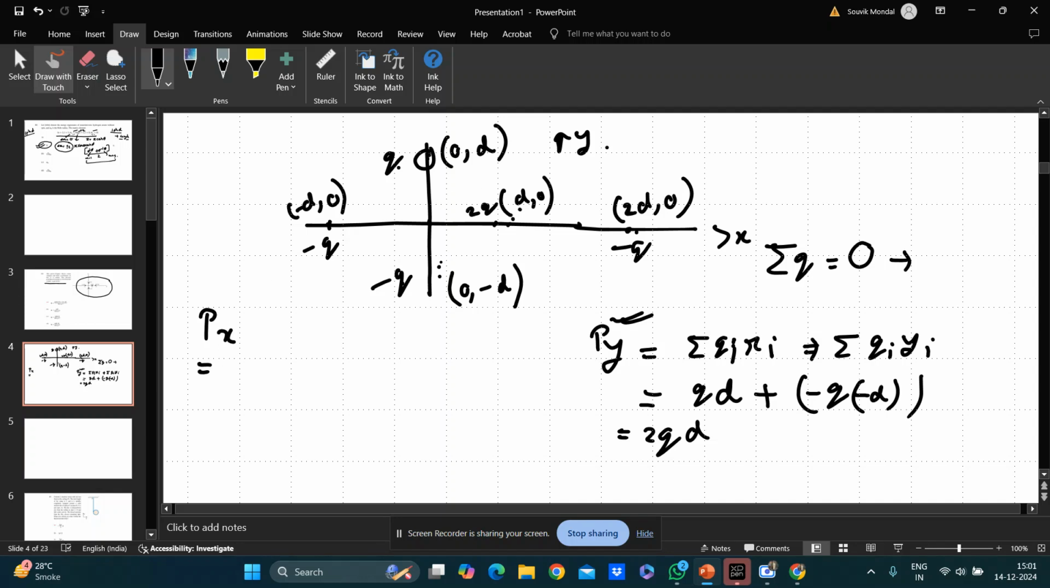You can similarly show that these two charges have no contribution towards the p_x, the x component. Only these three charges have a component. Okay. So what is p_x? p_x is equal to the sum over q_i x_i.